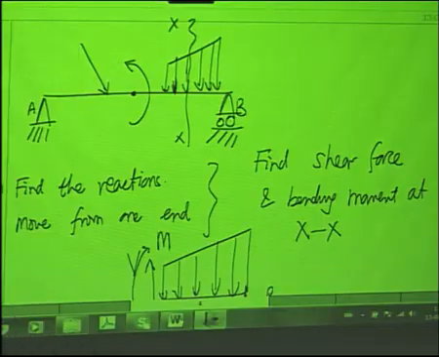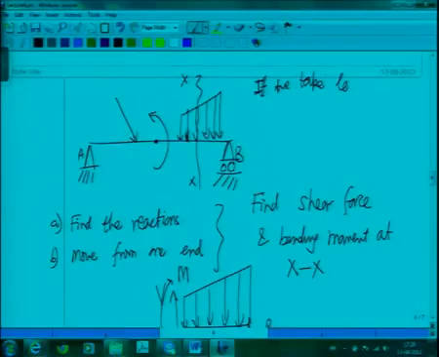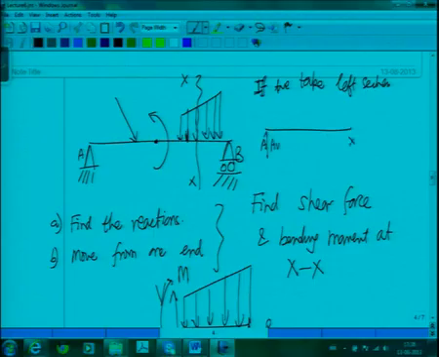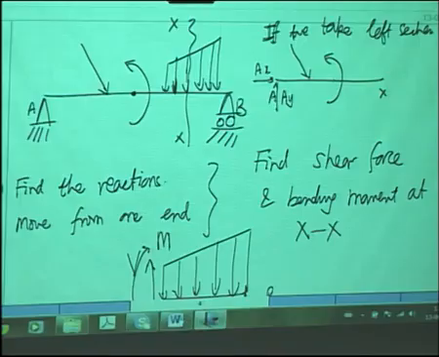So that means if we take the left section, then at A I would have got Ay, Ax, I would have got this force, I would have got this moment which is there, and I would have got the starting of the trapezium loading at the section X.